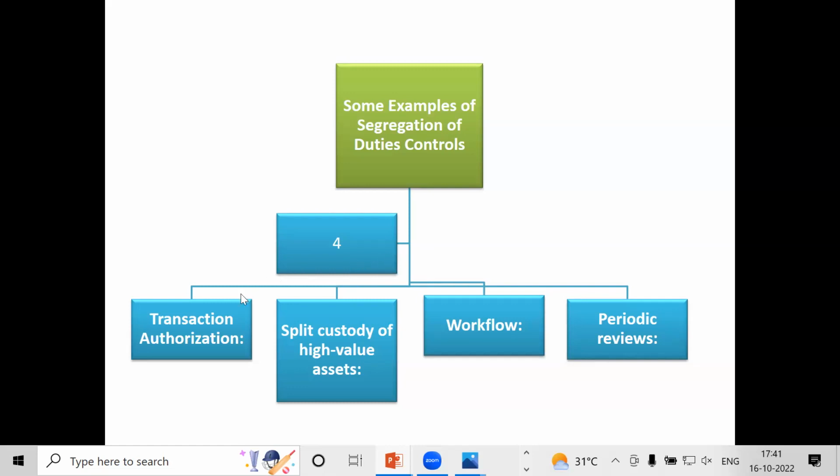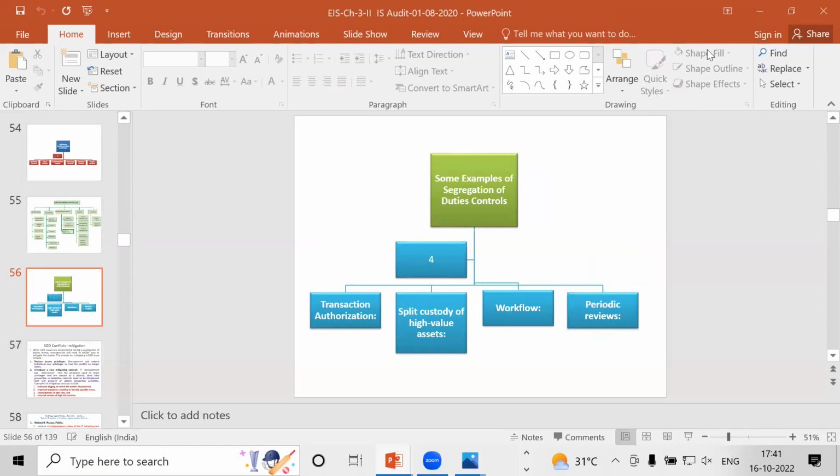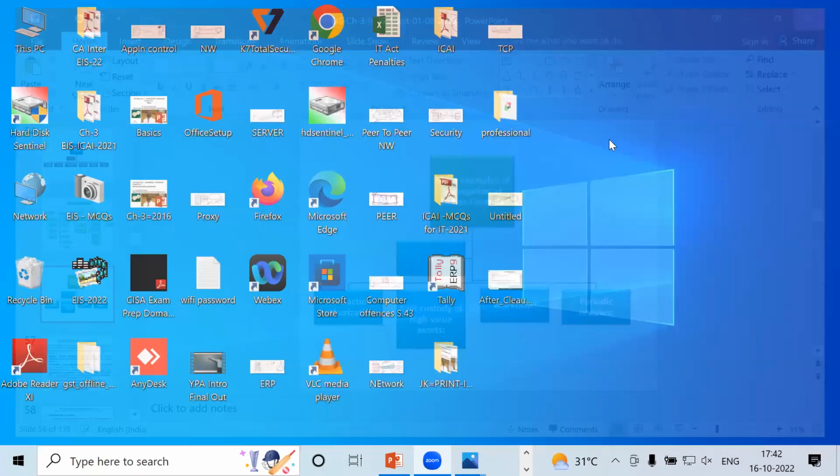So here there are four parameters: transaction authorization, split custody of high value assets. What is split custody of high value assets? If you have valuable information or an information system asset, there should be two usernames and two passwords to access one single piece of information. That is split custody of high value assets. Then workflow, then periodic reviews. Every quarter or every week or every 6 months, the access rights have to be checked. So these are all the important things related to chapter number 3.